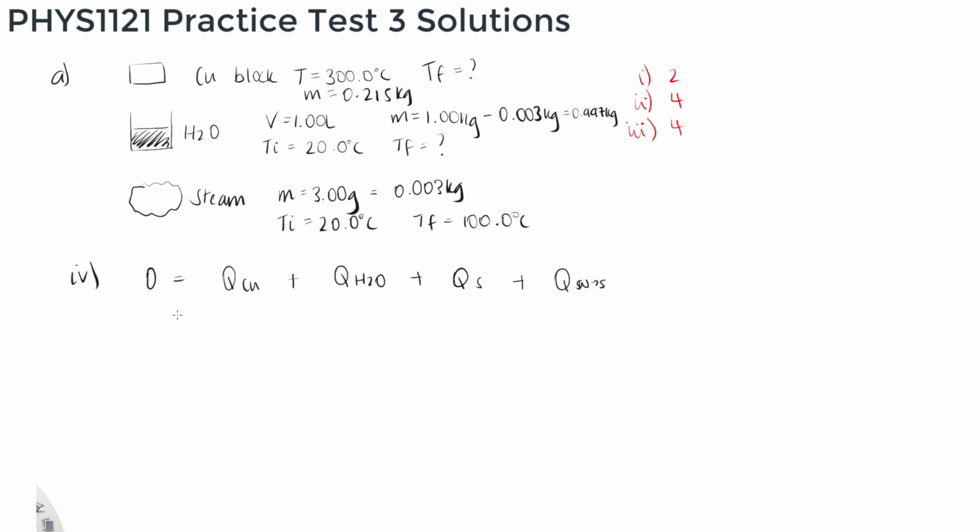Okay, so now what we can do is we can write everything down. So for normal processes where we don't have a phase change, this is easy.